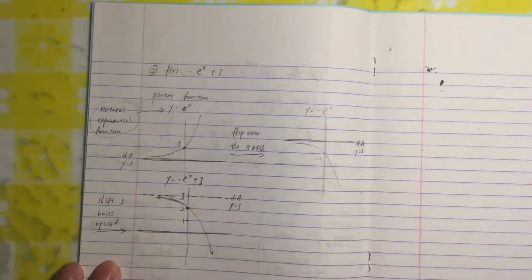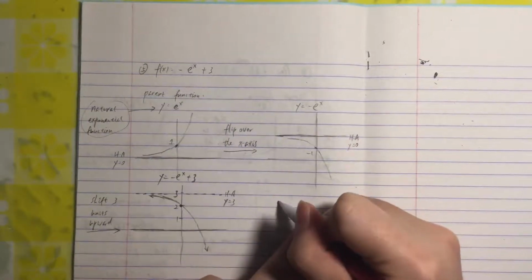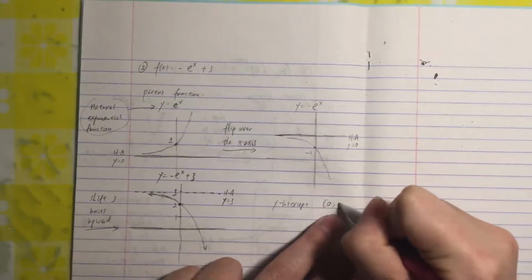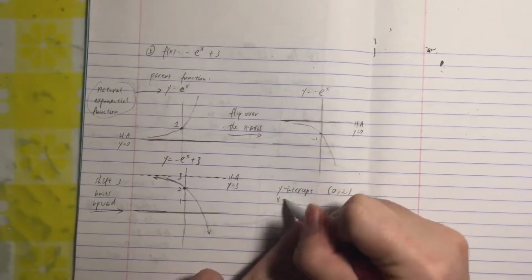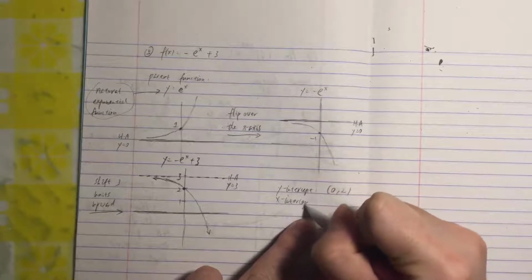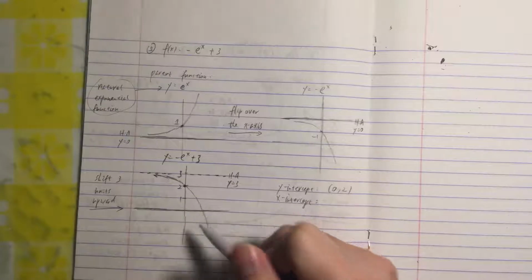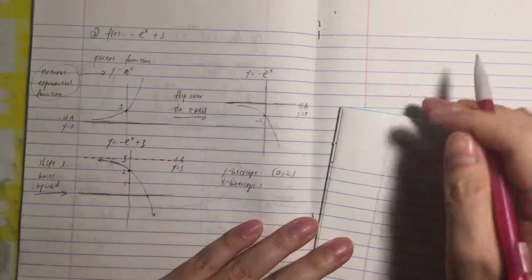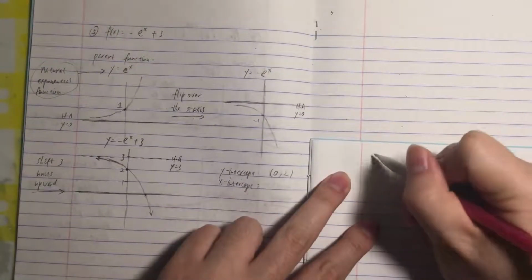In this graph, we can see that the y-intercept is (0, 2). There's also an x-intercept here. How can we find the x-intercept? For the x-intercept, we set y equal to 0 and solve the equation for x.